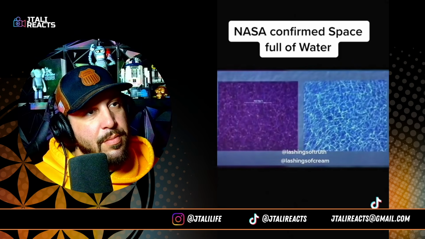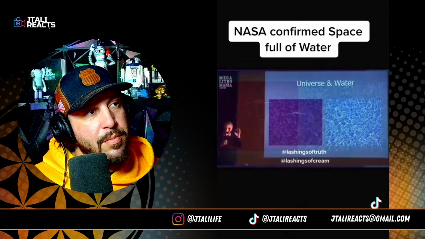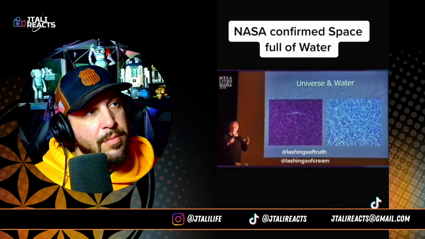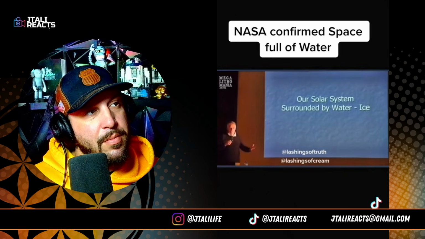On the left is one of those deep space images of the universe. On the right is a picture of a swimming pool. Also keep in mind that many of the images that we get shown by NASA come from radio telescopes, not from optical telescopes that actually photograph an object. Our very own solar system is completely surrounded by water. They tell us it's ice, but can we believe them?